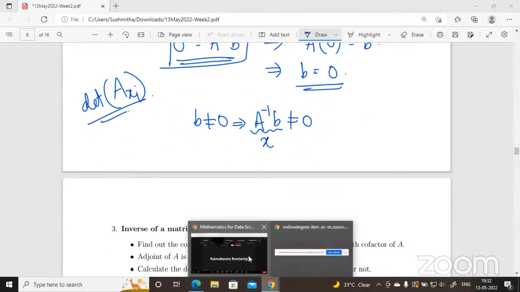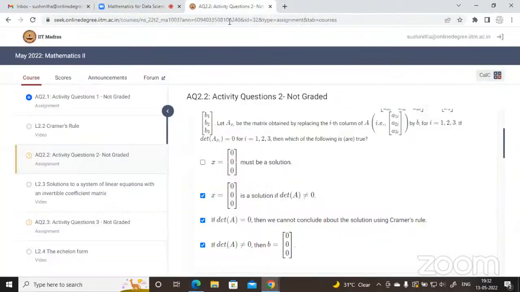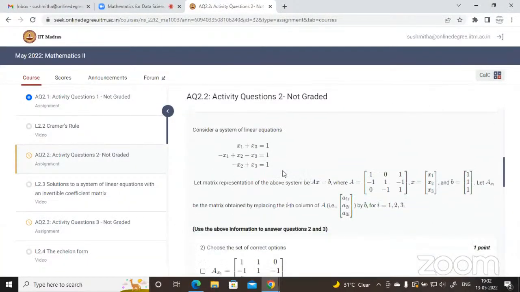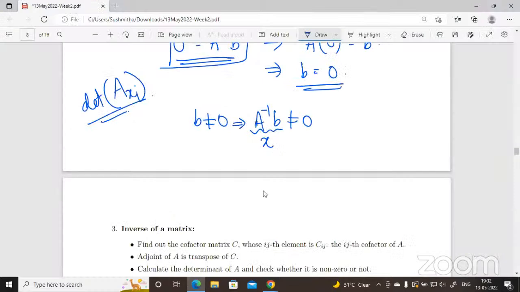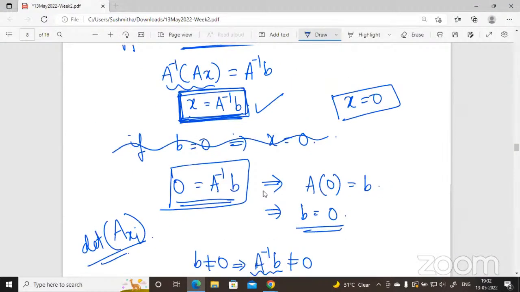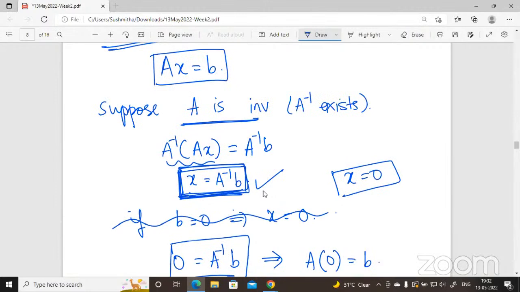Okay. So any other doubts in 2.2? Ma'am, here we have taken A into A inverse is equal to identity matrix. But in that case we have not taken it, madam.